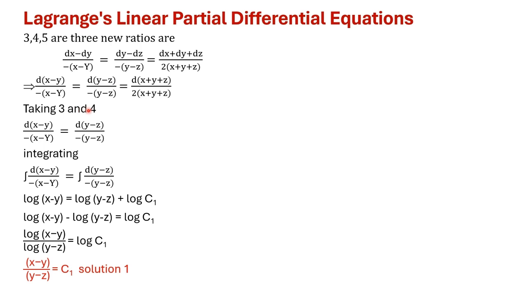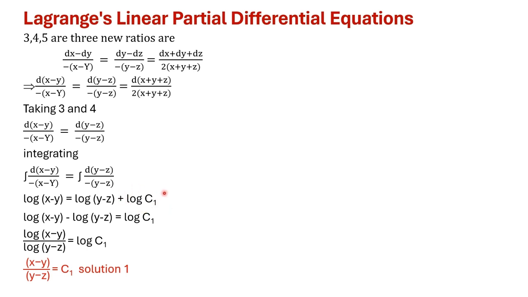When we integrate, the minus and minus get cancelled, and on integration it is log of x minus y is equal to log of y minus z plus log c. When we integrate, we have to have one arbitrary constant. We'll keep it as c, or we can keep it as log c also. So this is the constant.